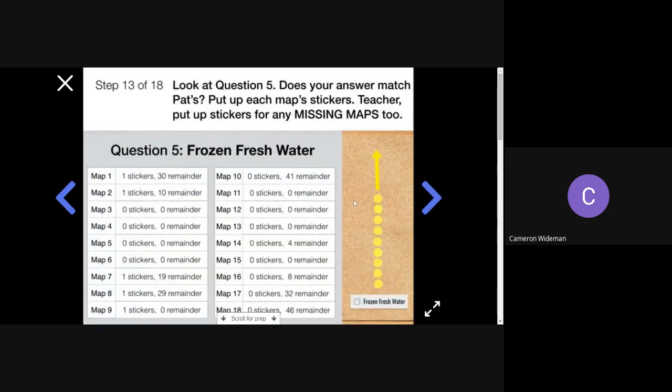Now let's see how many squares of frozen freshwater are on the map of Earth. Look at question 5 on your worksheet. Does your answer match Pat's? Put up each map stickers. Teacher, put up stickers for any missing maps too. If your numbers don't agree and you think Pat got it wrong, again, let us know. We suggest you use Pat's numbers now.